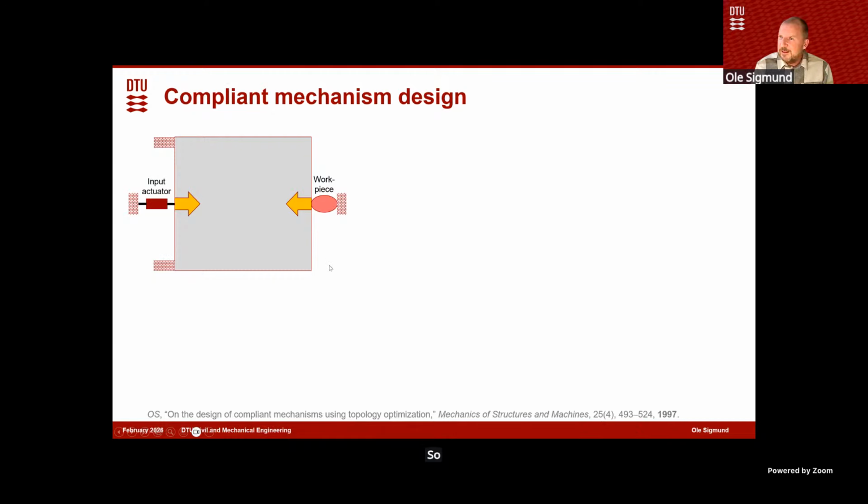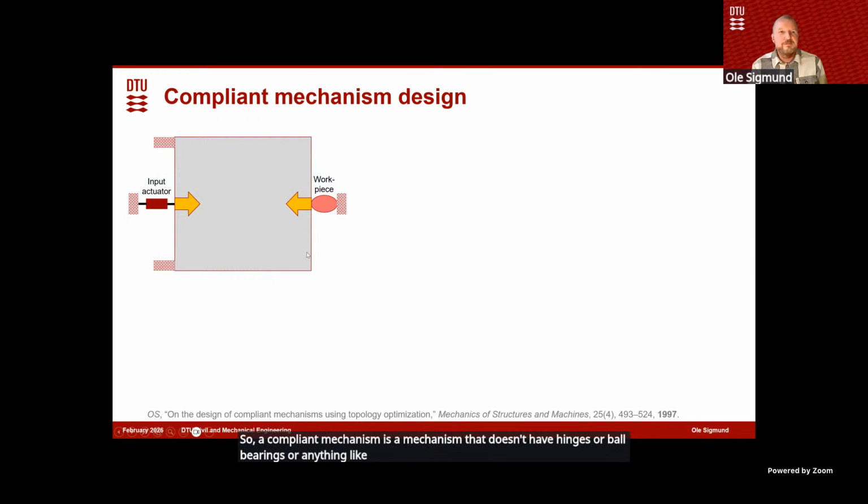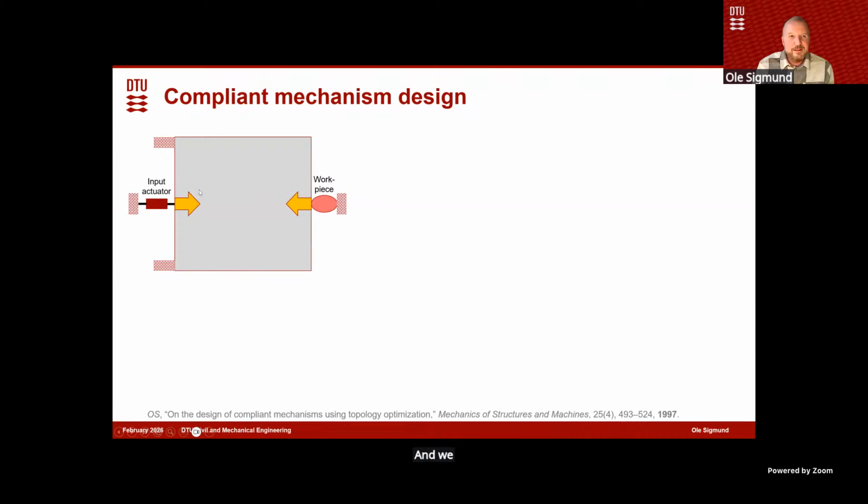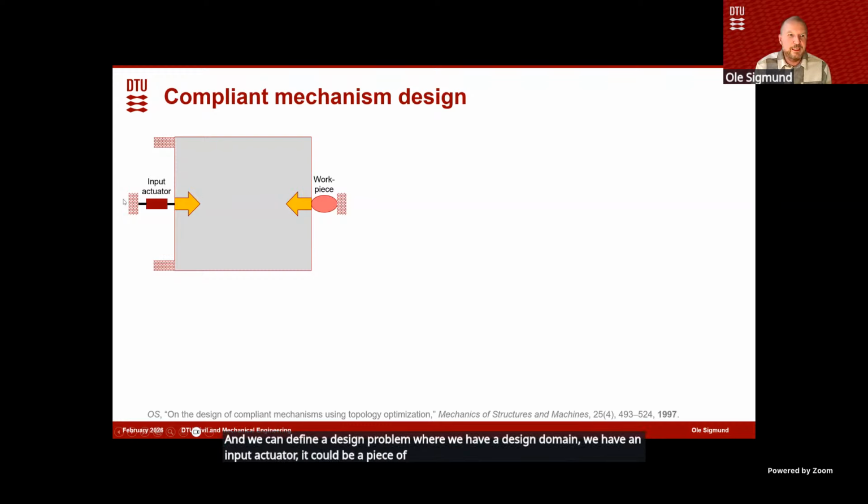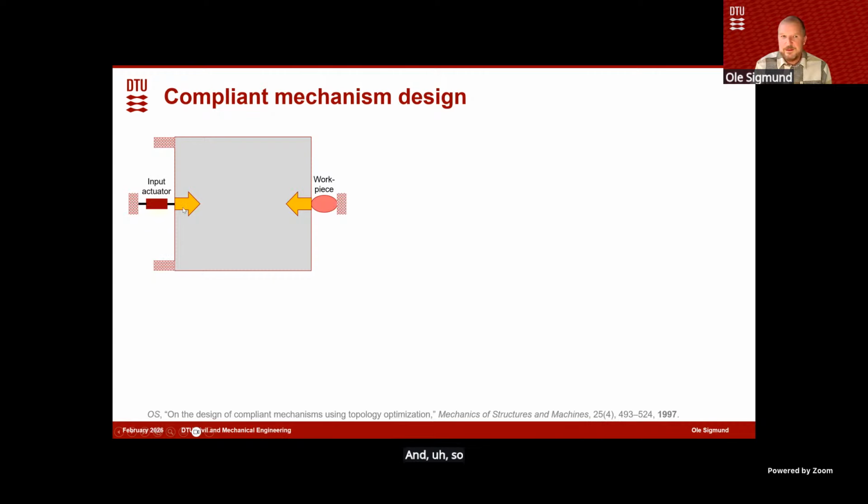A compliant mechanism is a mechanism that doesn't have hinges or ball bearings or anything like that, but achieves its mobility by compliance or bending of the structures. And we can define a design problem where we have a design domain. We have an input actuator. It could be a piezoelectric, a shape memory alloy, or something like that. And that would be pushing on this domain. And then we want to perform work on some kind of workpiece.